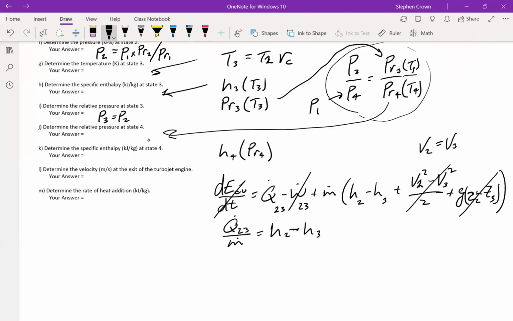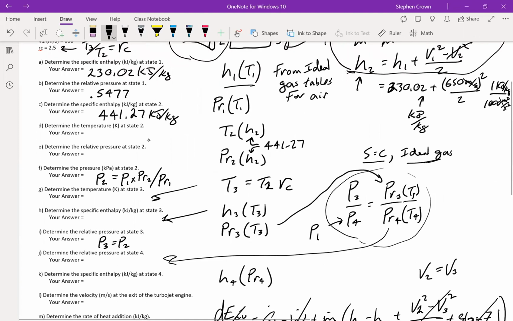So that's what we're looking for here, the rate of heat transfer per kilogram rather than per time. So this is just Q23 over m dot, which is our H2 minus H3. I hope that guides you through it. I know I didn't work out a lot of the numbers, but I think you should be able to do that and use the tables based on these part A through C.